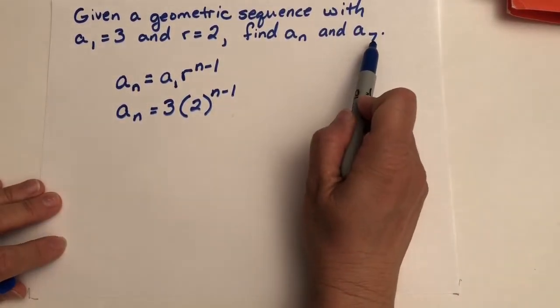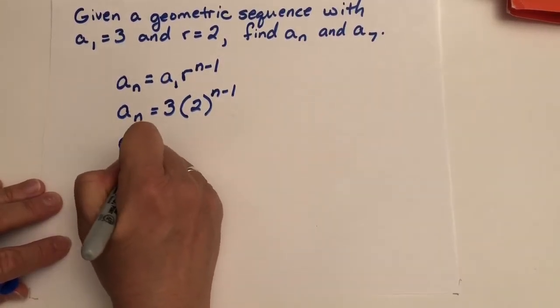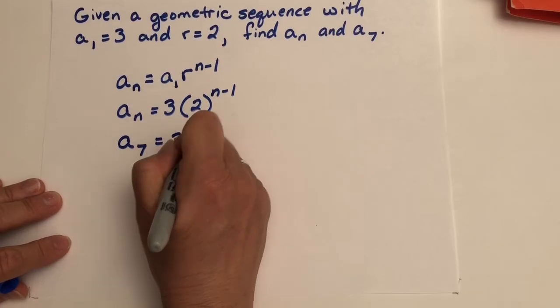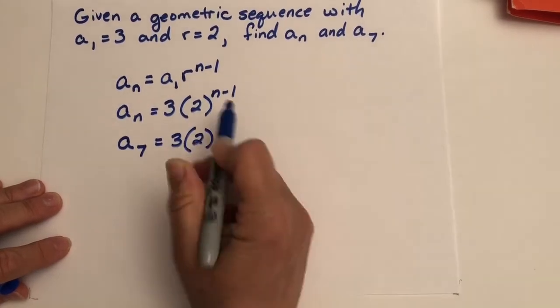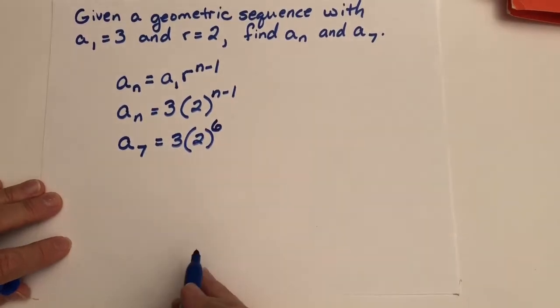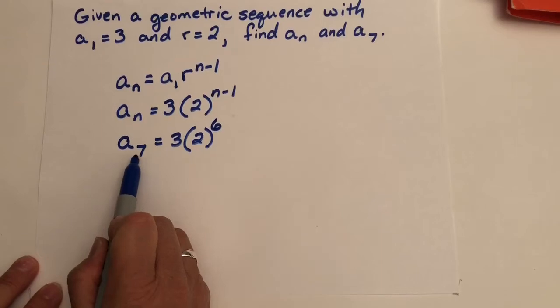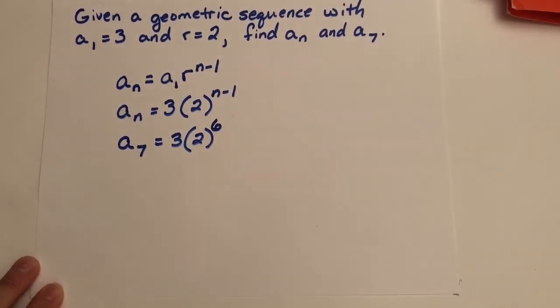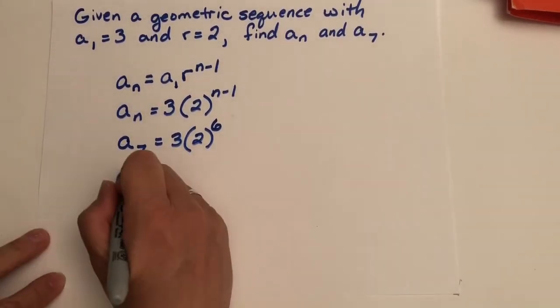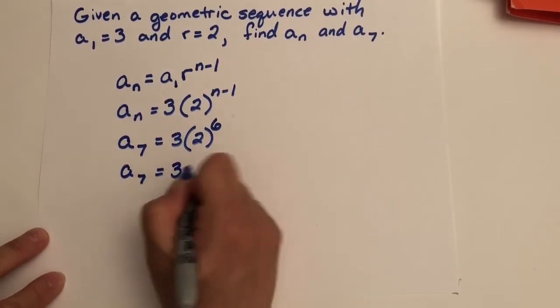Now for the 7th term, n is 7. So we have 3 times 2 to the n minus 1 power. So it will be raised to the 6th power. And of course, this exponent is always 1 less than this subscript here. So if we do the arithmetic, we'll have 3 times 2 to the 6th.